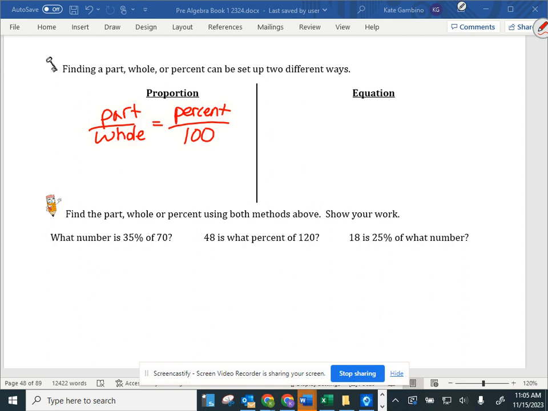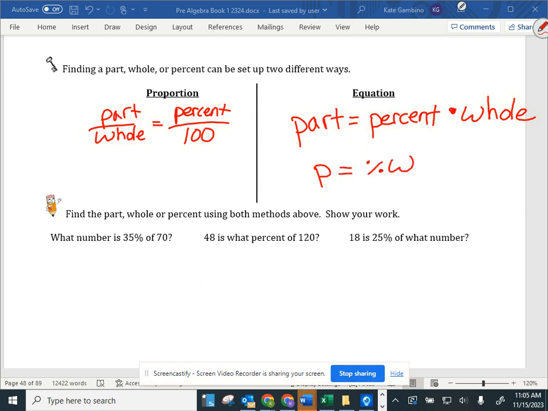If we're going to do the equation, the part equals the percent times the whole. That's the formula you're going to want to know. So you could narrow it down to say the part equals the percent times the whole.